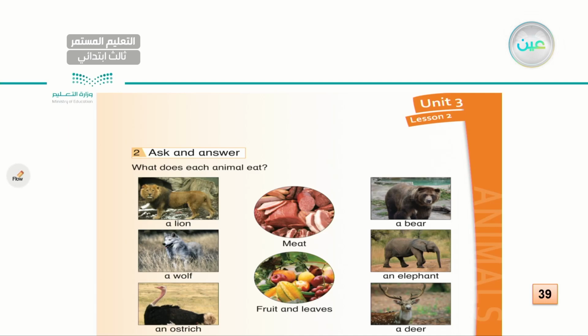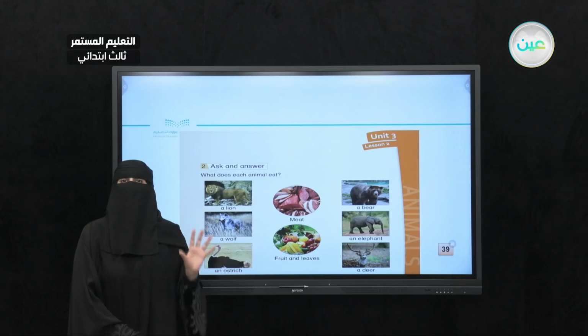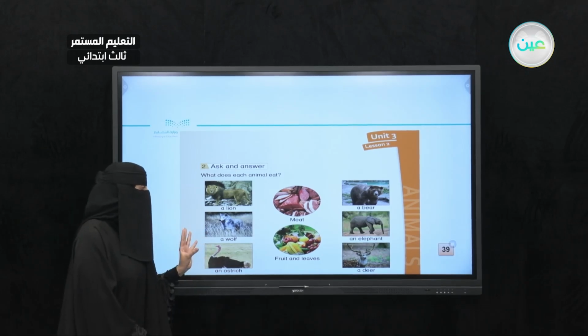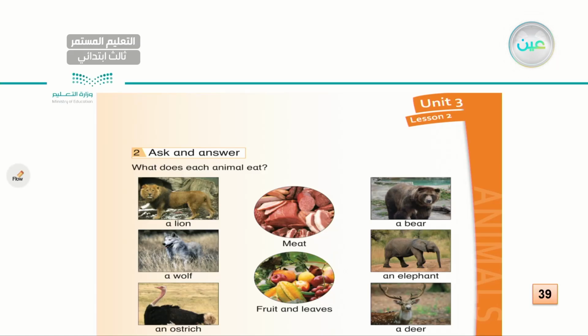As you can see here, I have six different kinds of animals, and in the middle, I have their favorite food. For the food, I have meat, fruit, and leaves. So let's start with the first animal here. I have a lion, a wolf, an ostrich, a bear, an elephant, a deer. Again, in the middle, I have meat, fruit and leaves.